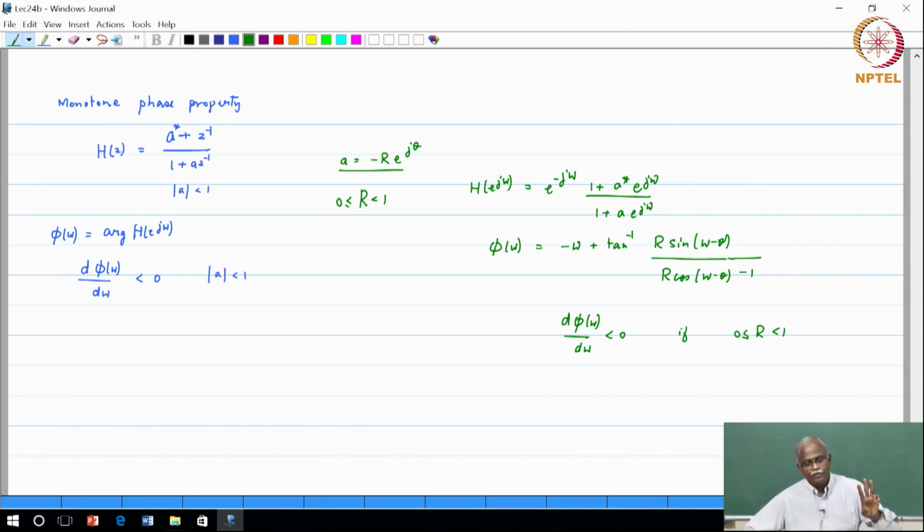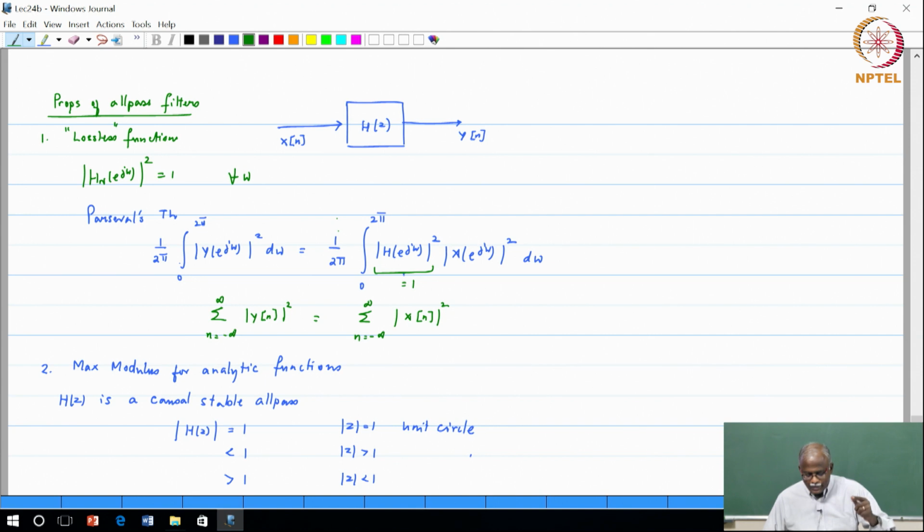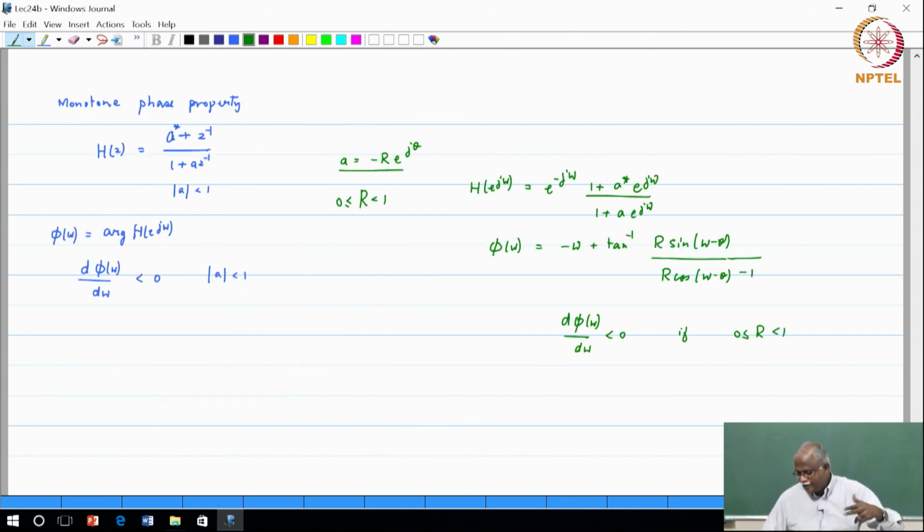So, three properties of the all pass. One is the losslessness, which we have proved. Maximum modulus we have stated without proof. The third one we have stated with the request that you should prove it. Okay, thank you. We stop here and pick it up.